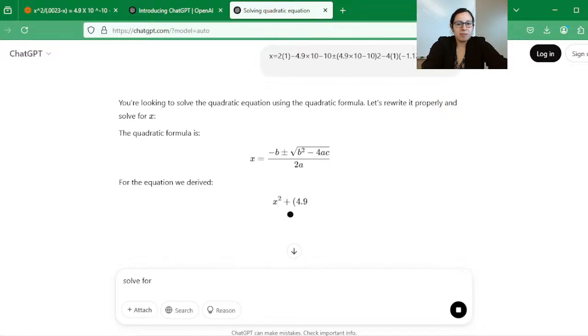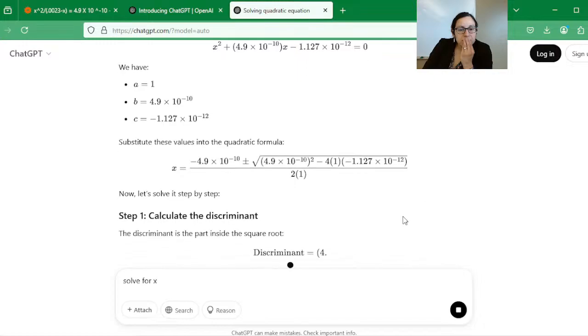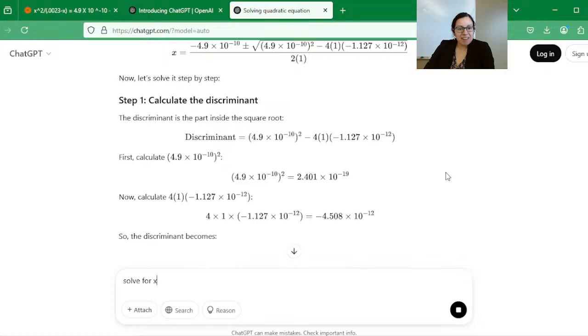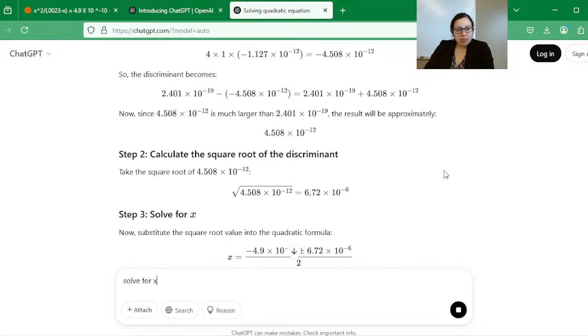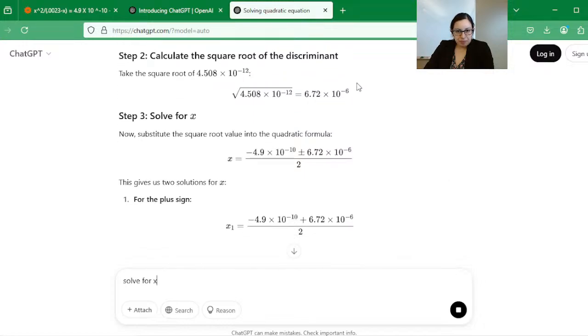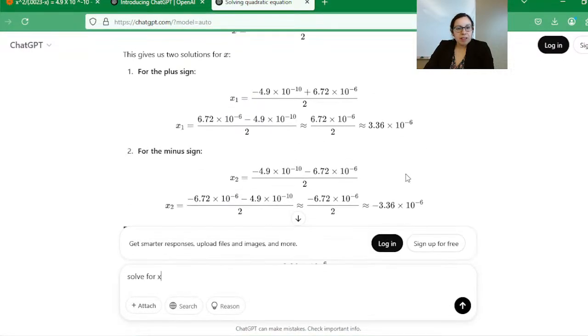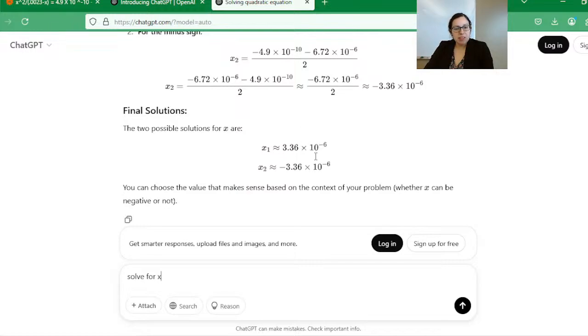Oh, jeez. I think that ChatGPT has also been trying to make sure that students don't just copy and paste their homework into it. There we go. Okay, yay. So it gives us two possible solutions. So I'd probably want to manually do this at this point now because it took so long. But essentially, you would get something that should be pretty similar, right?